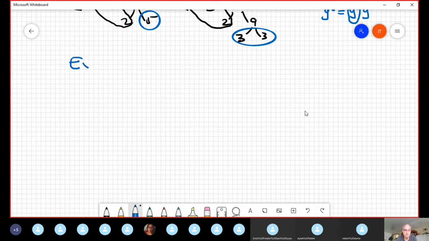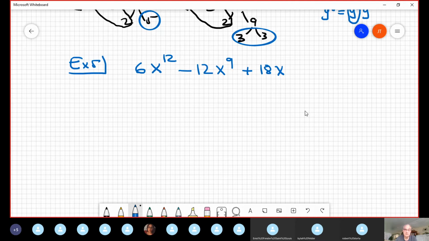Example 5 is 6x to the 12 minus 12x to the 9 plus 18x to the 6 minus 24x to the third power. Again, factor out. Okay, let me try. My challenge is step 1, find the GCF.